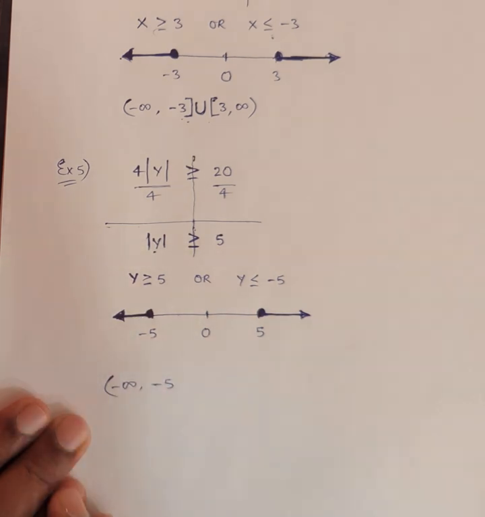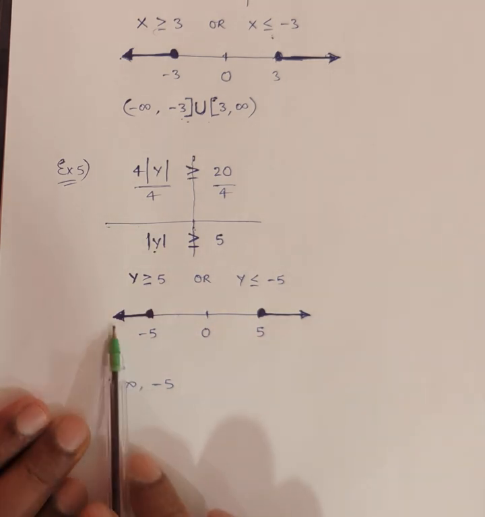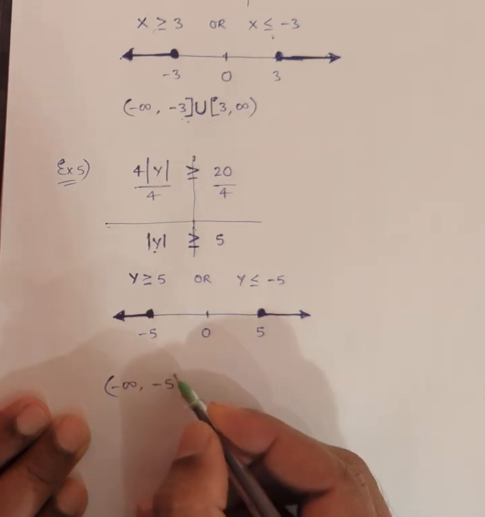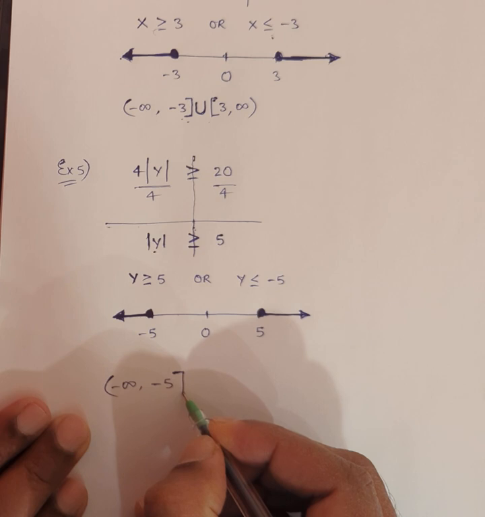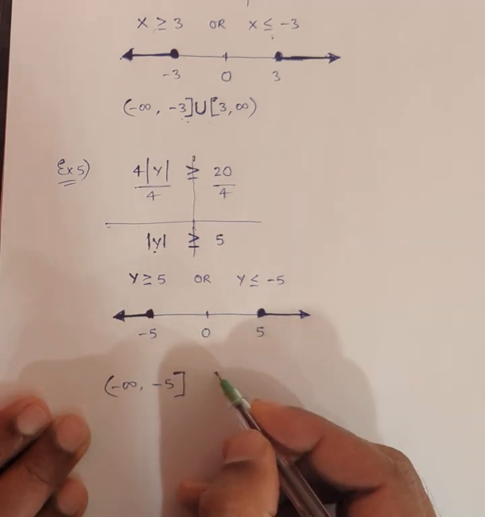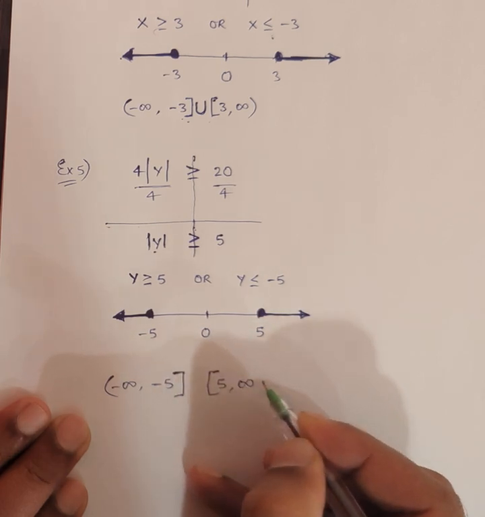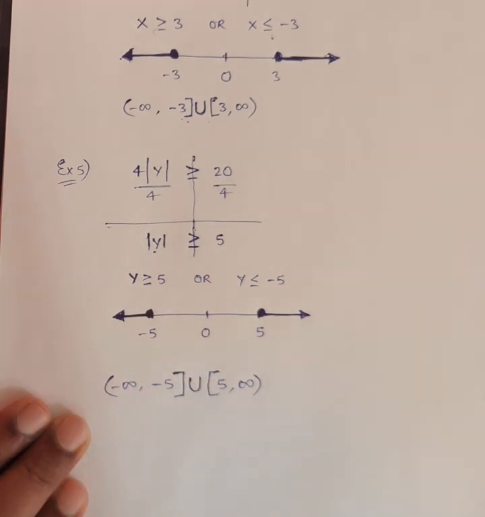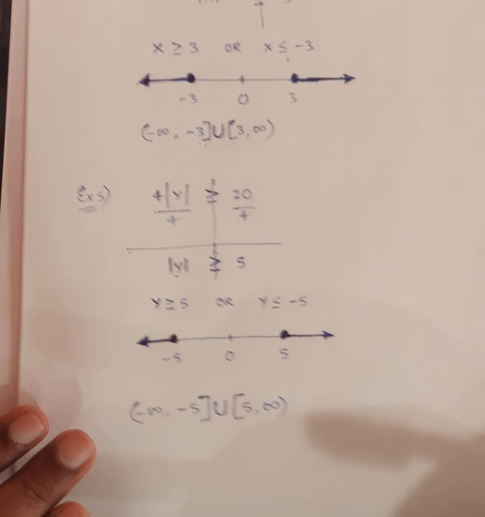Now, one mistake is to write negative 5 to infinity. No, you always want to start at the left and stop at the right. And is negative 5 included? Of course, yes. And then 5 to infinity. 5 is included in the graph. 5 to infinity. And I want to use the symbol U for union. All right, so this is what I have for example 5.